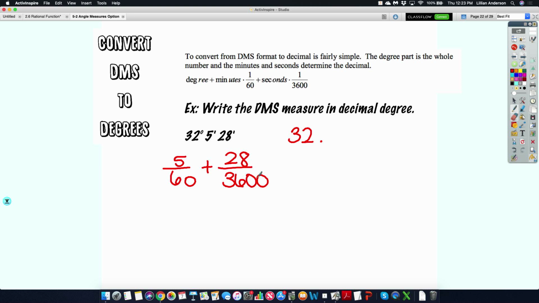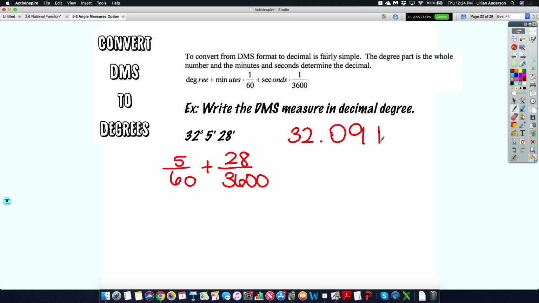So in our calculator, that's what we're going to do. 5 divided by 60 plus 28 divided by 3,600. Give me 3 decimal places when you do it. What do you get? 0.91111. That's the remainder.